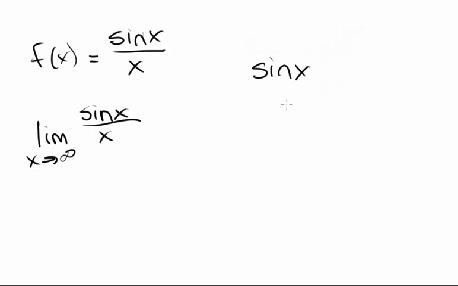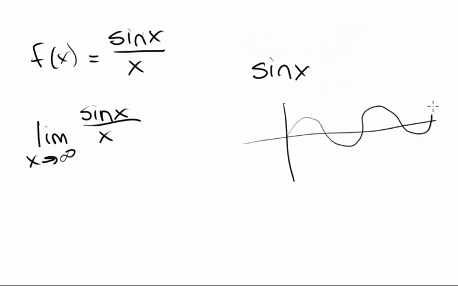Well, hopefully you have an idea of what a sine wave looks like. It just oscillates back and forth, back and forth. It's never going to be approaching a single value. Now, what values is this function oscillating between? 1 and negative 1. So what that's basically saying is, whatever happens as x gets larger and larger, this numerator is always going to be between 1 and negative 1, no matter what.